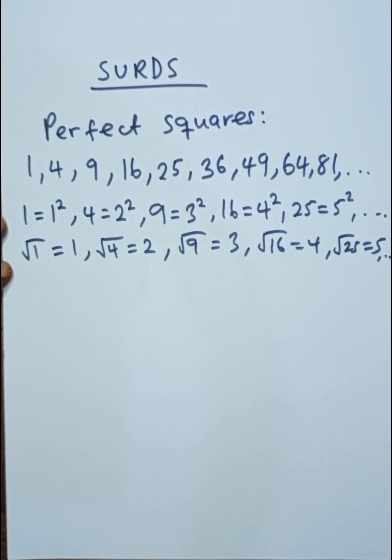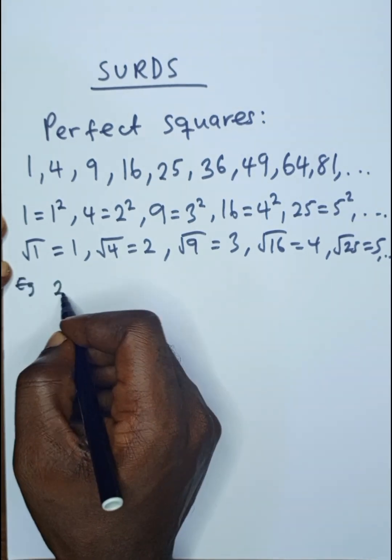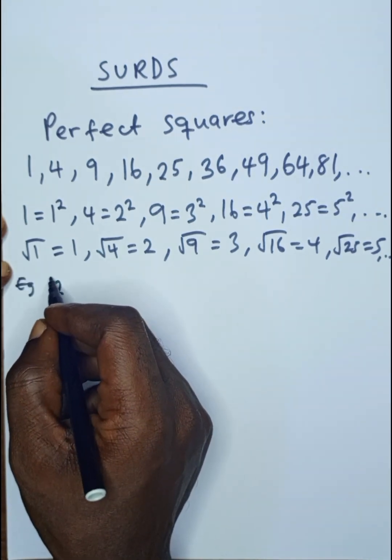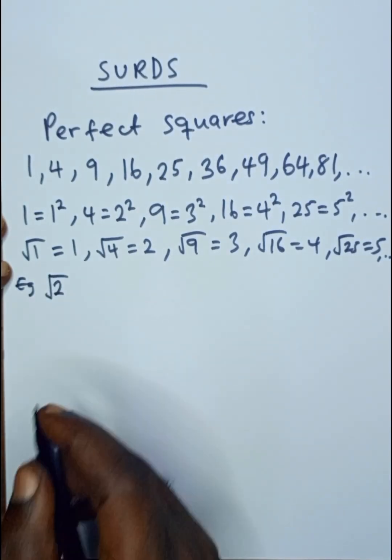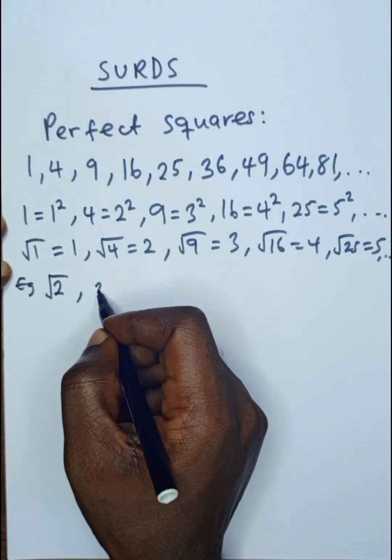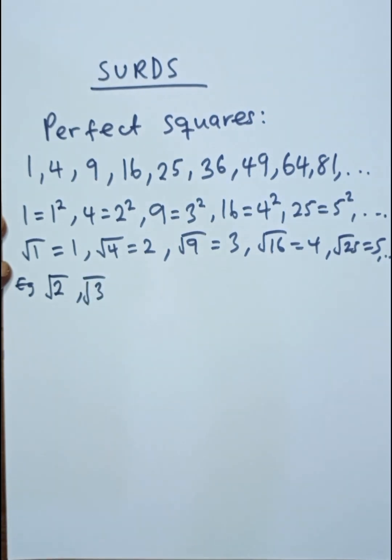Now, what is a SURD? The roots of rational numbers which are not perfect squares are called SURDs. For example, 2 is not a perfect square, so the square root of 2 is a SURD. 3 is not a perfect square, so the square root of 3 is a SURD.